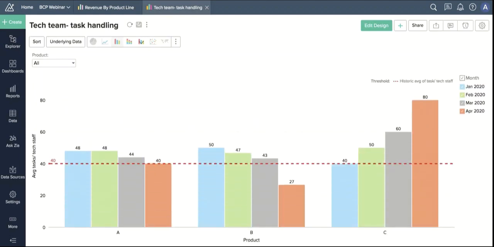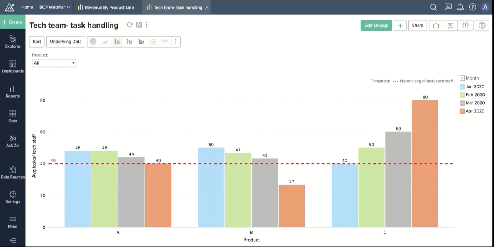I have broken down the average tasks attended by a technical staff in product A, product B, and product C for the last 4 months. The average task per technical staff historically stands at 40, and you can see that product A is somewhere close to the average. Whereas product B has taken a beating, and in the month of April, the average number of tasks handled by a tech staff stands at 27, which is way below your average of 40.